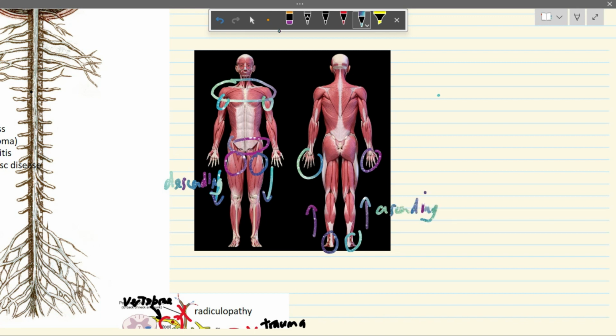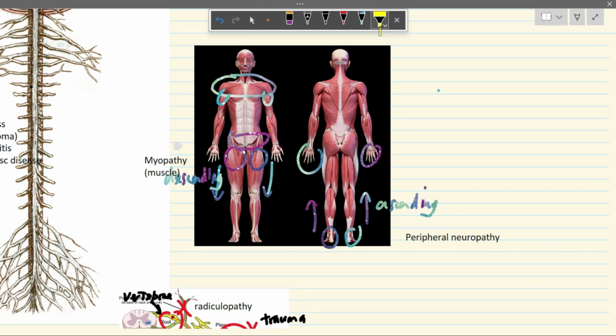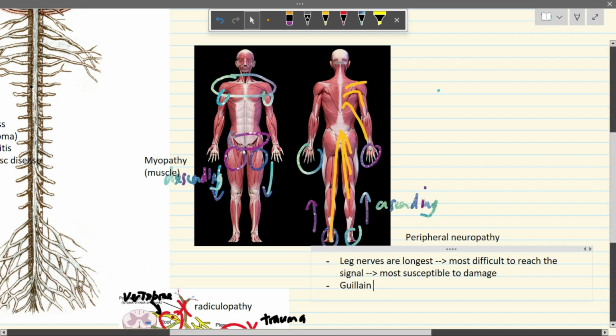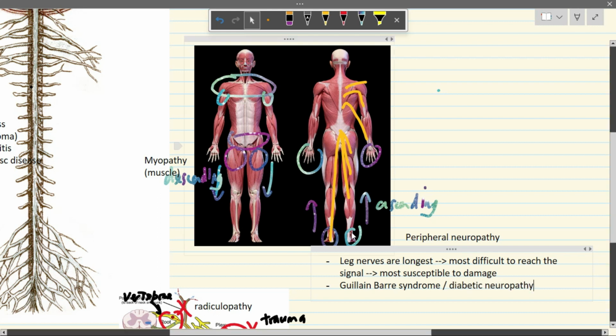And ascending weakness is usually caused by peripheral neuropathy. And descending weakness is usually caused by myopathy, which means the muscles are affected. Now I want you to think, all the nerves in our body have different lengths. The nerve that supplies our feet is usually going to be the longest. So the signals have the greatest difficulty of reaching them, making them most susceptible to any damage. Therefore, in peripheral neuropathy, such as Guillain-Barré syndrome or some diabetic neuropathy, usually both legs are going to get affected first.